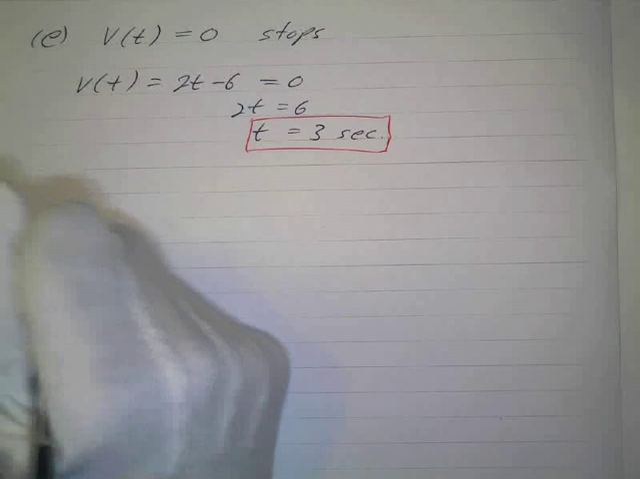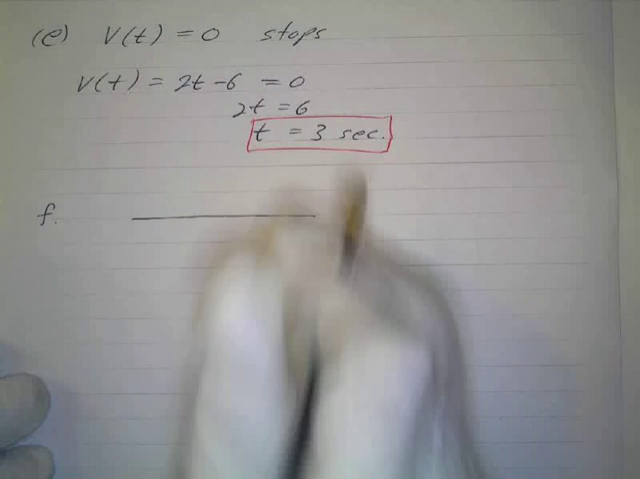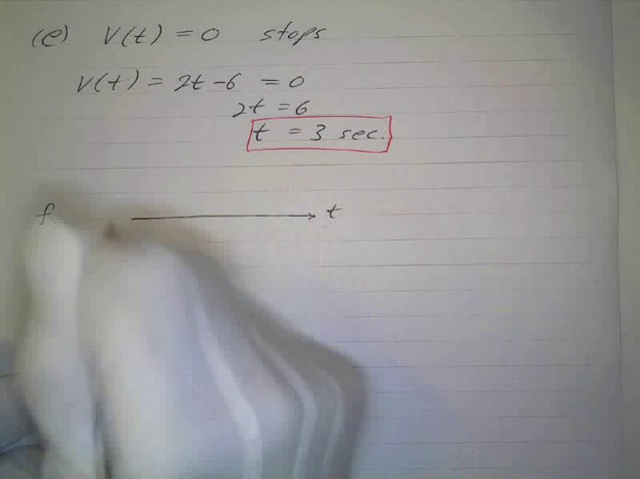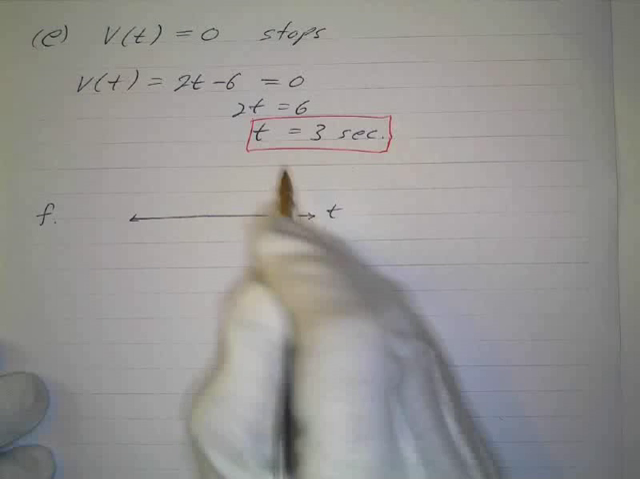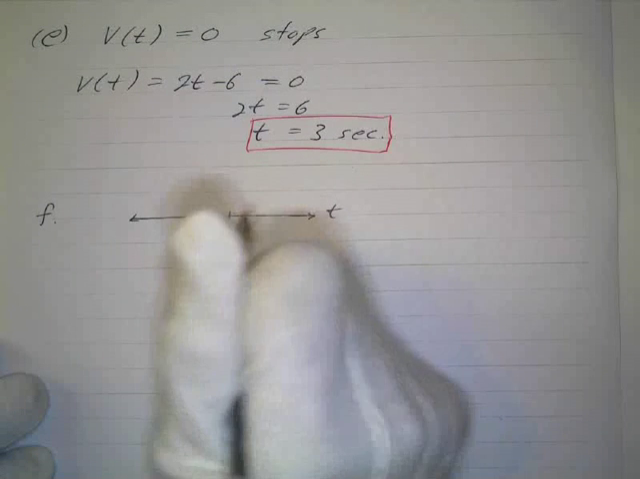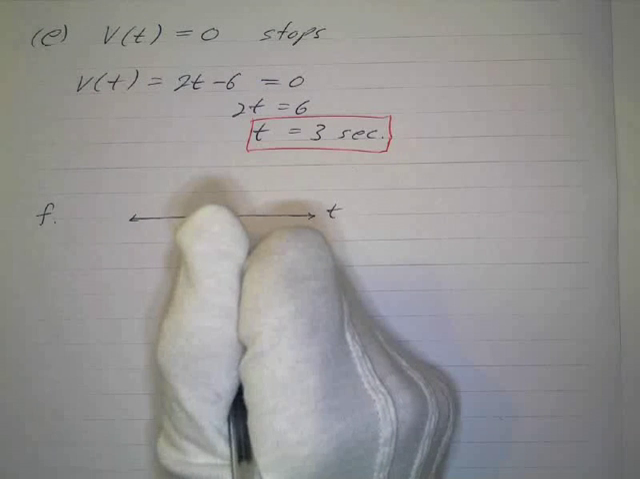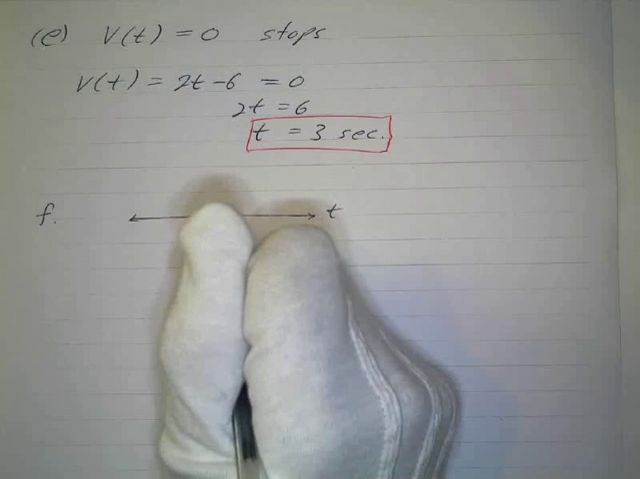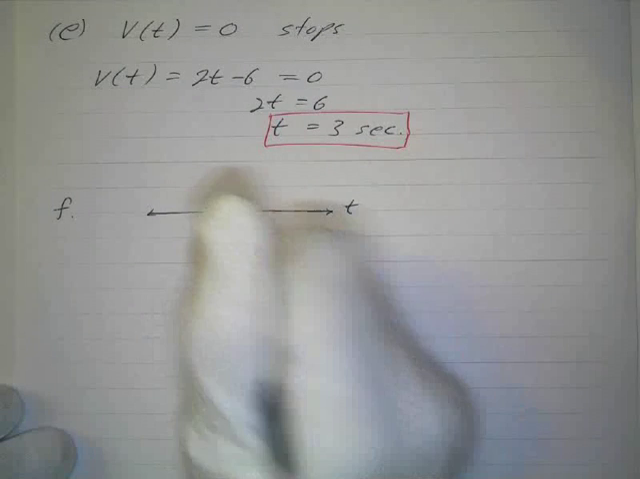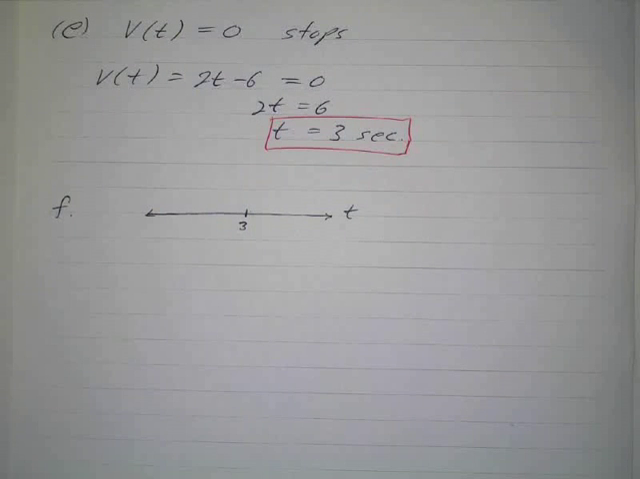For F, I'm going to draw a line here, and this can represent a timeline, time. I know it stops when t is equal to 3 seconds. So I'll just put a 3 there, and that's when it stops, because that's when the velocity equals 0 when t equals 3.